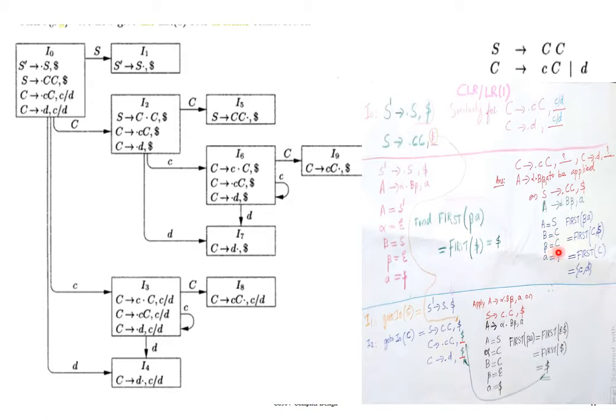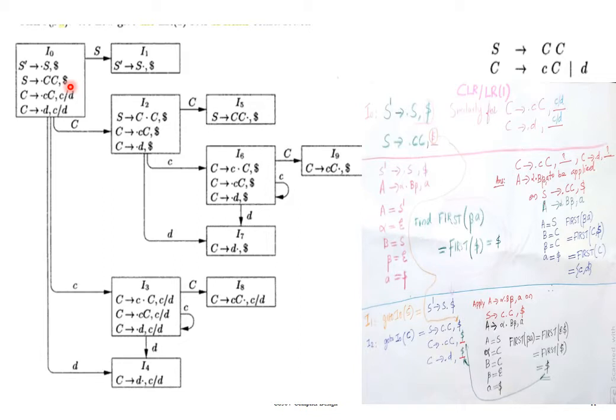That is given here: S gives C dot C, comma dollar. So again you write it in the form of A gives alpha dot B beta comma a. Identify first of beta a. So here beta corresponds to epsilon and a corresponds to dollar. So first of dollar is equal to dollar. So that's why both items are having dollar. Similarly, I check for any other closure we can add. Since after the dot there is terminal and here also after the dot there is terminal, we cannot add any more items to this closure. So the closure operation for I2 is closed here.